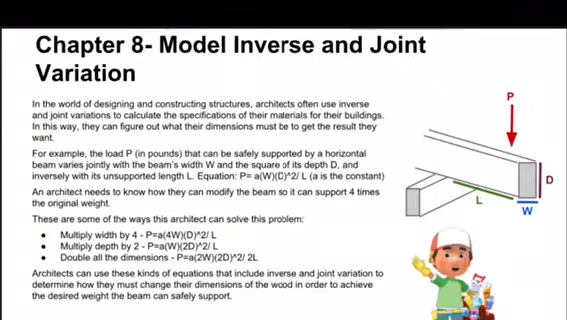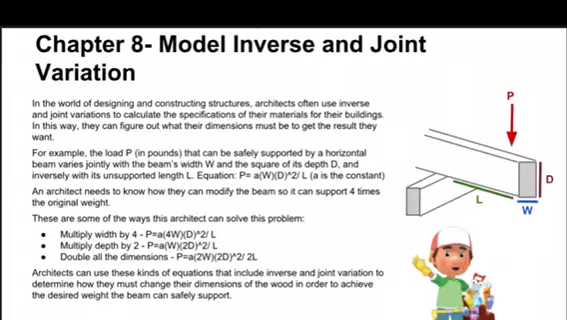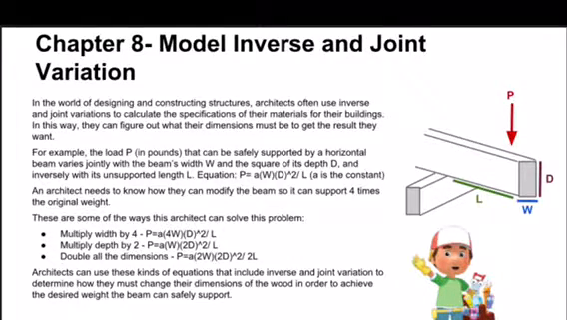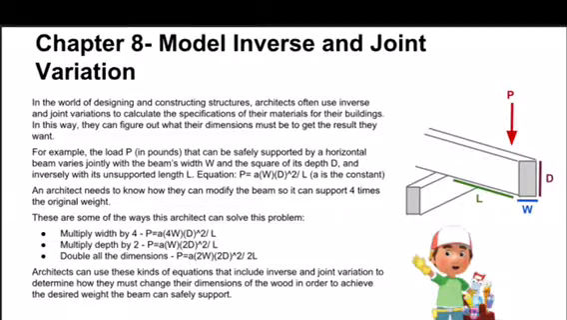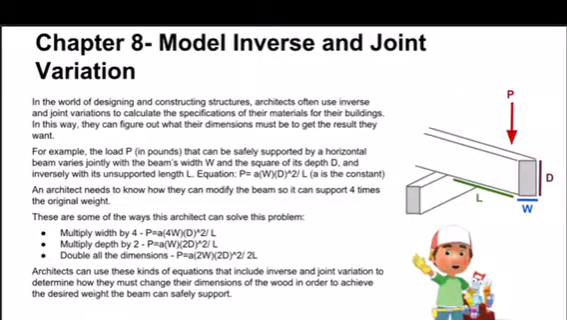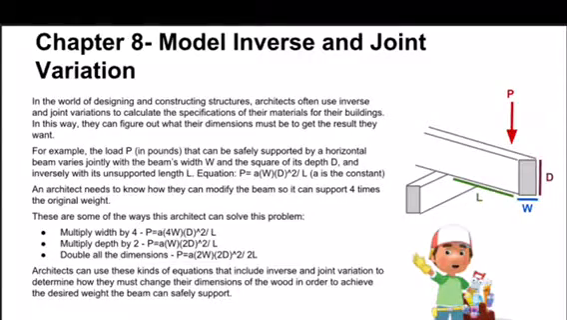1. Multiply the width by 4 to get P equals A times 4W times D raised to the 2 over L. 2. Multiply the depth by 2 to get P equals A times W times 2D raised to the 2 over L. 3. Or double all the dimensions to come up with P equals A times 2W times 2D raised to the 2 over 2L. Architects can use these kinds of equations that include inverse and joint variation to determine how they must change the dimensions of the wood in order to achieve the desired weight the beam can safely support.